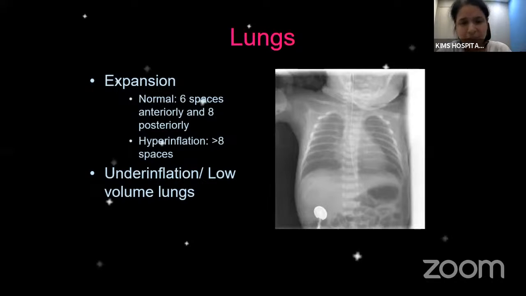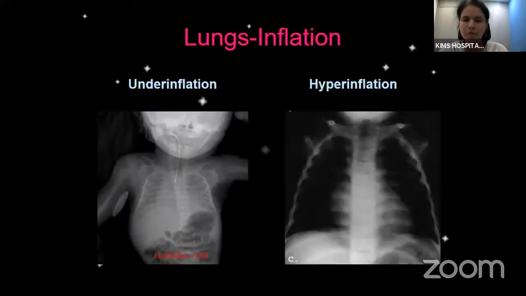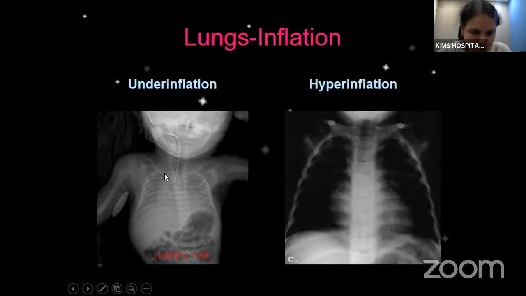If we see less than 6 posterior intercostal spaces, on the other hand, it is taken as underinflation or low volume lungs, which is an important sign of RDS. So we can see 2 examples here, one of underinflation on the X-ray on the left side, where if we start counting from the first posterior rib, we see 1, 2, 3, 4, 5, 6, probably 6 to 6.5 posterior spaces. Again, the diaphragm border is not very clear because of the presence of near whiteout lungs.